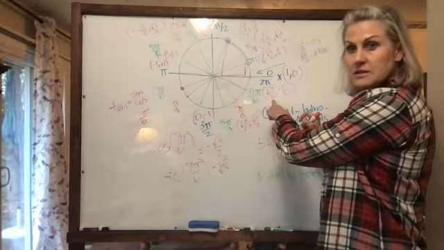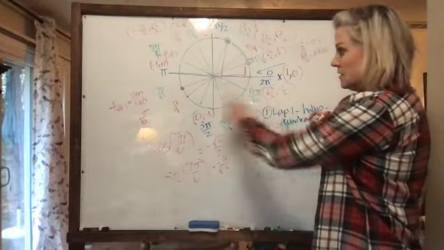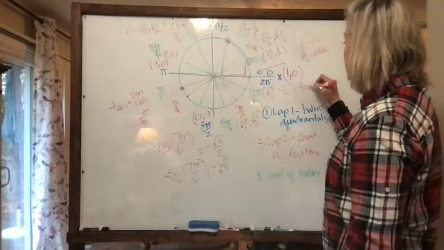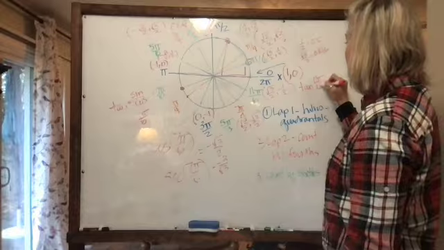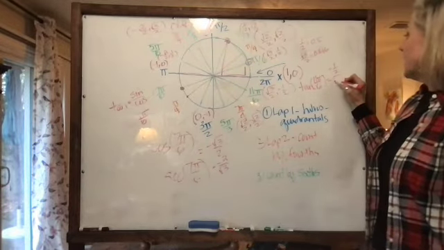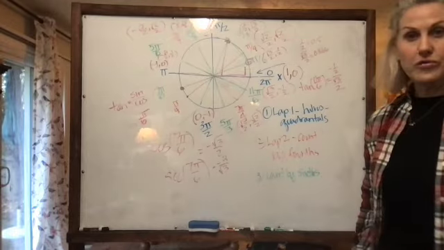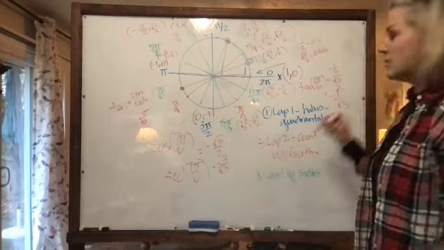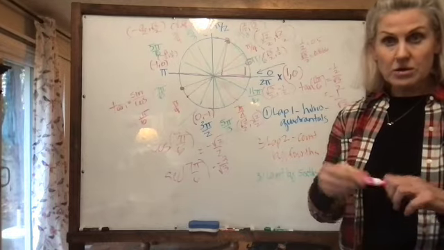X is cosine, y is sine. Tangent is sine over cosine. So the tangent of 11 pi over 6 is -1/2 over √3 over 2, which is -1 over √3.